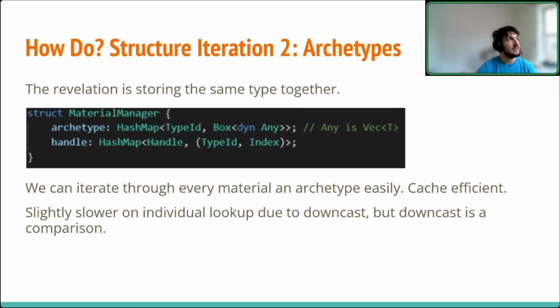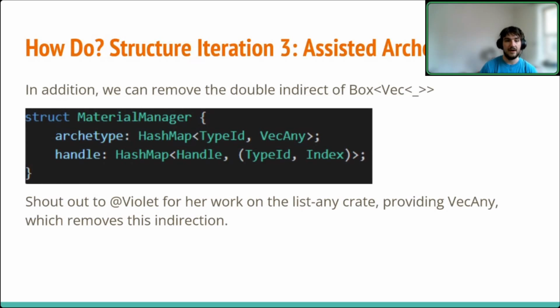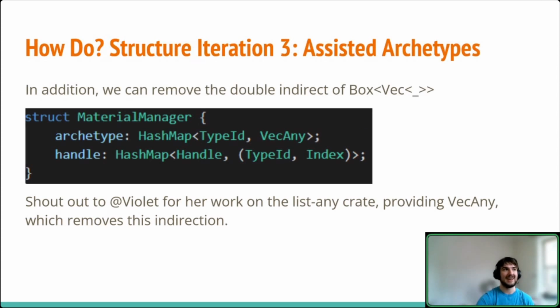I don't know if she's in the audience. I saw her on the Discord. But big shout out to Violet, for her work on the list any crate, which basically flattens a box of a vector. Because the vector already has the indirection, you can actually store the polymorphism inside that pointer. Very smart. It's a bunch of unsafe code that I'm very glad I don't have to write, and it works wonderfully. I highly recommend if you have this problem, go use it. So now we don't have that double indirection. This is looking very clean.